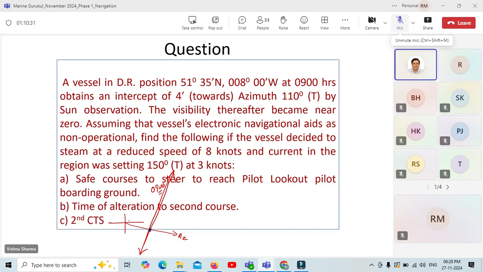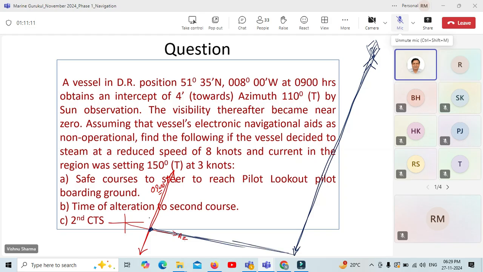Now, if you go to the chart, I'm just explaining it to you. The pilot ground is somewhere here. You want to reach the pilot ground. As I said, the PL has to be suitable. So now, guys, if I transfer this PL through the pilot ground, then if I can reach the transferred PL and then steam along this PL, I should be safely reaching the pilot ground.